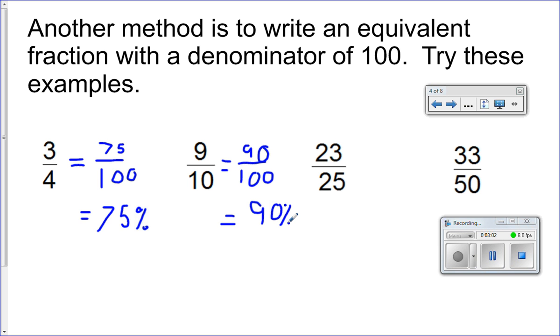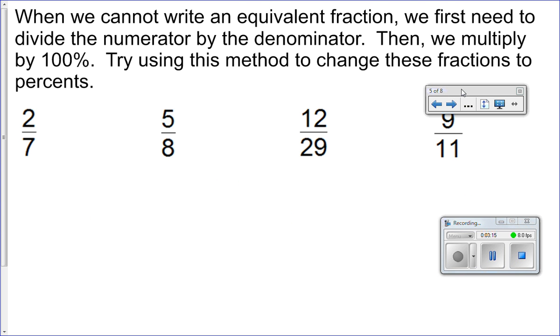So again, pause the video for a couple of minutes and try out these two examples here, 23 over 25 and 33 over 50. Moving on. When we cannot write an equivalent fraction, we first need to divide the numerator by the denominator. Then we multiply by 100%. So let's try using this method to change these fractions to percents. And in case you're wondering, yes, for these fractions we can use a calculator to help us.